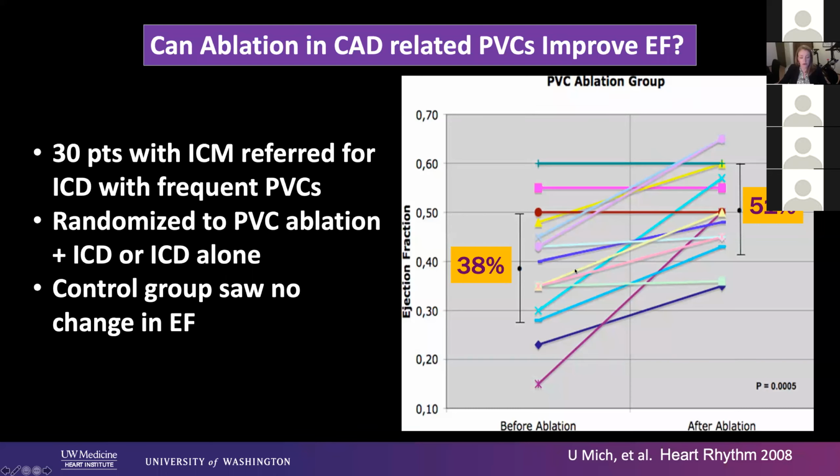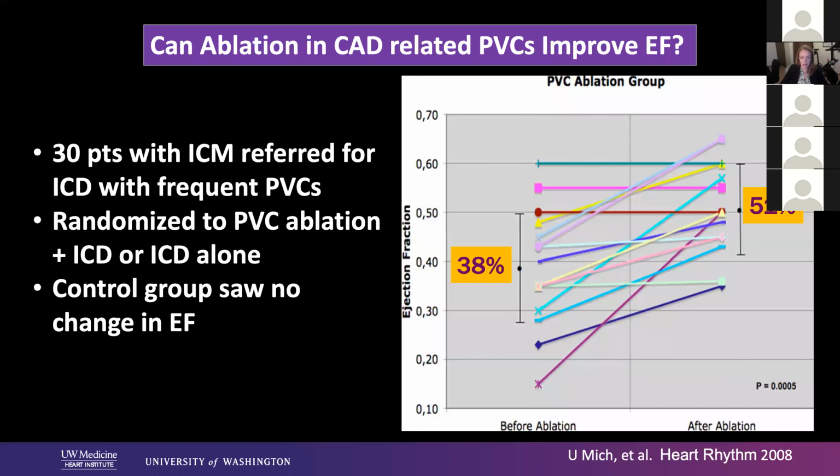So these are folks referred for ICD, and they were randomized actually to a PVC ablation and the ICD, or just the ICD alone. And you saw that a large number of folks moved into a non-ICD level ejection fraction, if you will. So here we are in the 38% range, mean ejection fraction moving up to 50%.